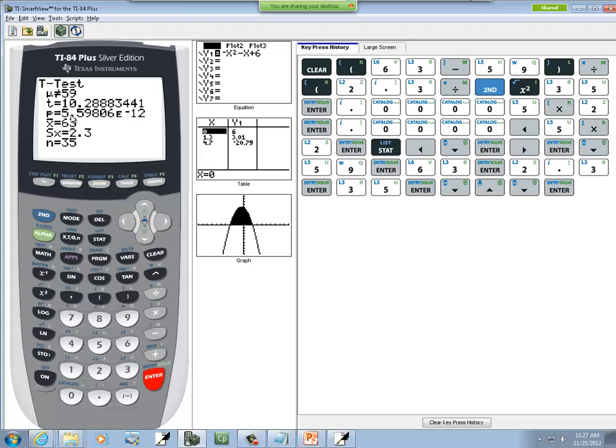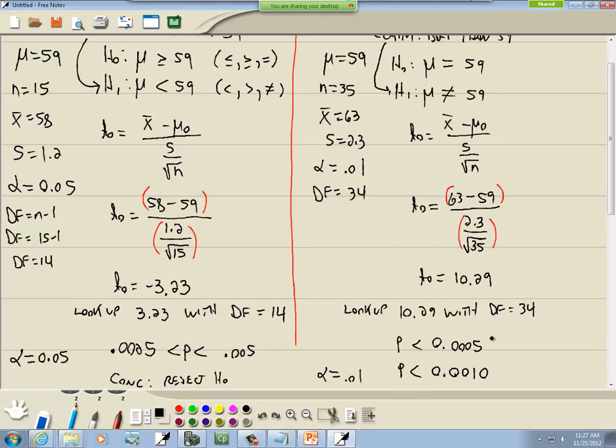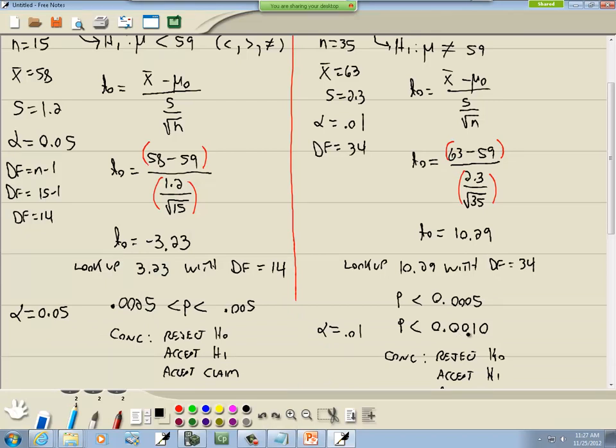That e to the negative 12 means you move your decimal point 12 places to the left. So I'd have 0.000000, that many zeros, 559. Very, very small. So when I say it's less than this, well, it's true, but it's very imprecise.